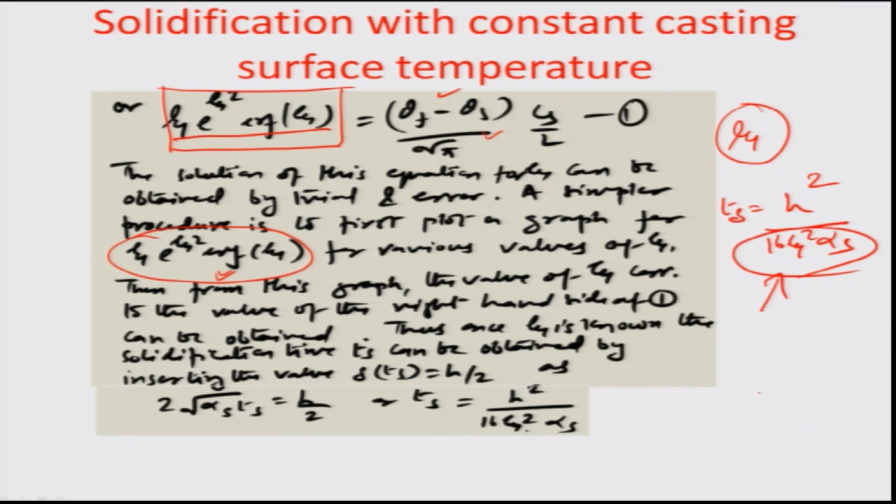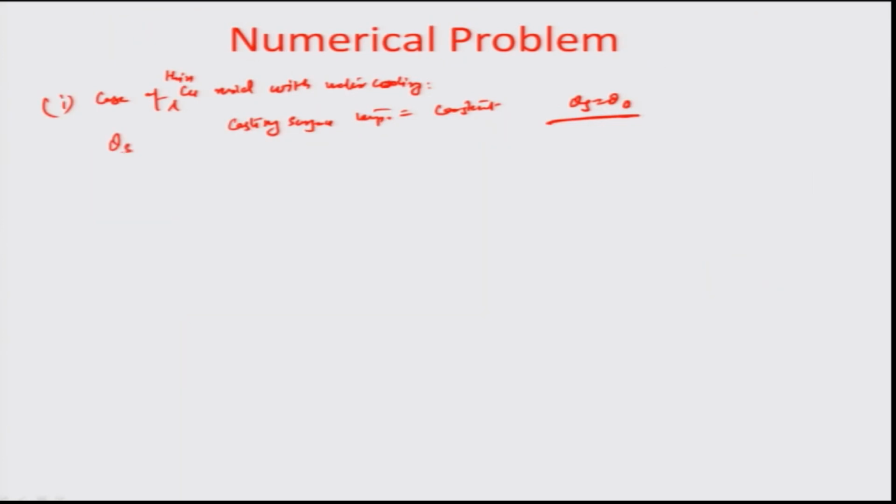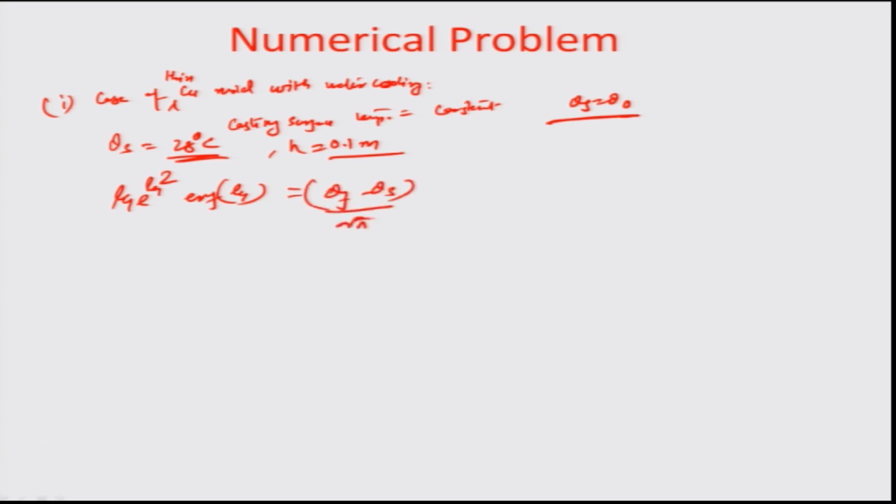So, we have theta s as the room temperature here, we assume that to be 28 degrees Celsius. The height of the casting is 0.1 meters, about 10 centimeters, that is the thickness. So, zeta e to the power of zeta square error function of zeta becomes equal to theta f minus theta s by root of pi C S by L, where this is the specific heat capacity of the solid metal, and this is the latent heat of solidification of the iron.